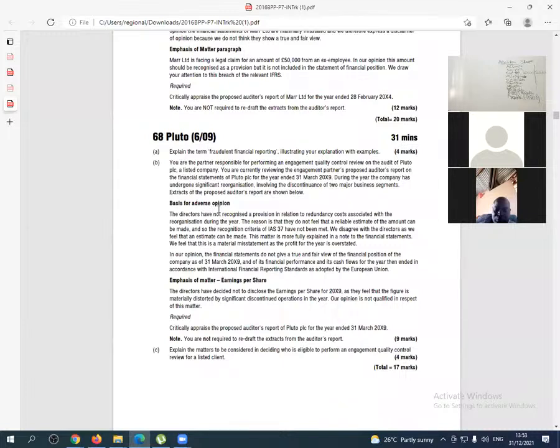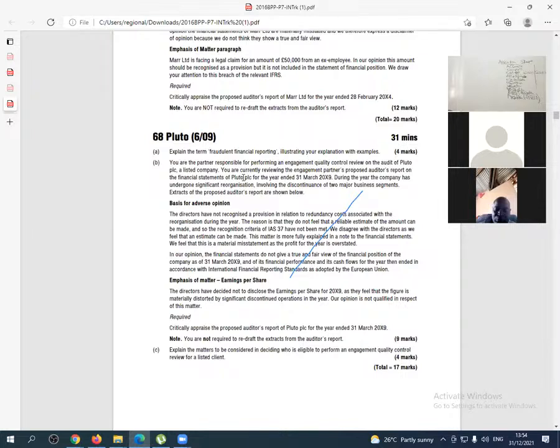Basis for adverse opinion: the directors have not recognized a provision in relation to redundancy costs associated with the reorganization during the year. The reason is that they do not feel that a reliable estimate of the amount can be made, and so the recognition criteria of IAS 37 have not been met. We disagree with the directors as we feel that an estimate can be made. The matter is more fully explained in a note to the financial statements. We feel that this is a material misstatement as the profit for the year is overstated.